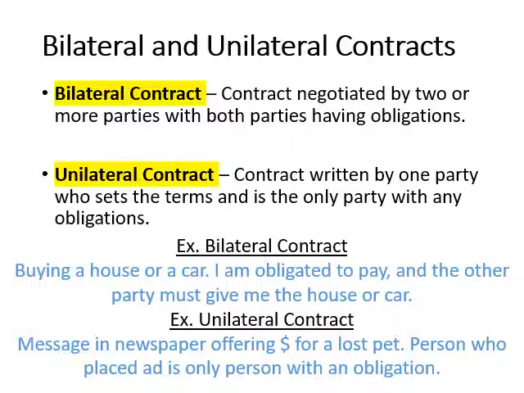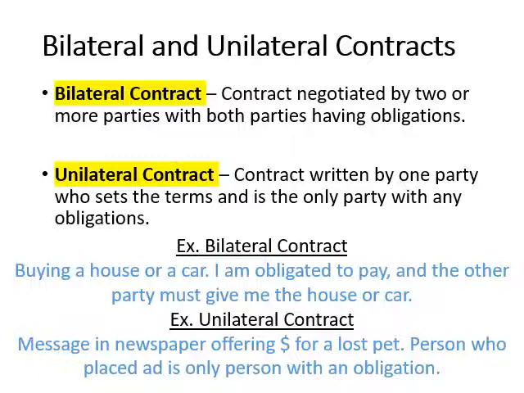Now let's compare that to a unilateral contract. This is a contract written by one party, and that one party is responsible for saying what is going to be in the contract. They set the terms. And they're also the only party with any obligations.